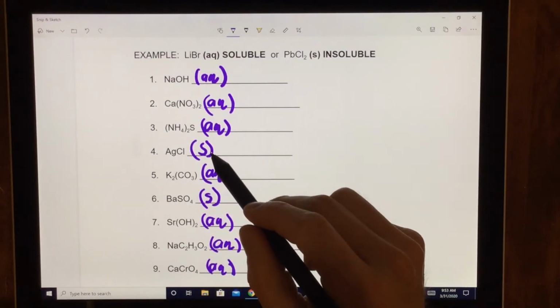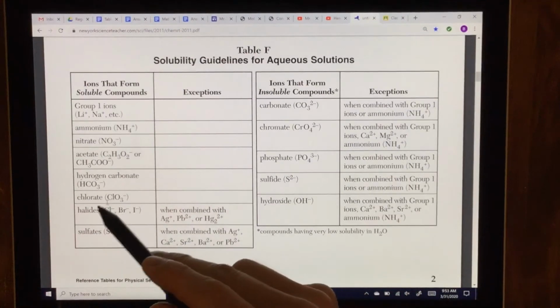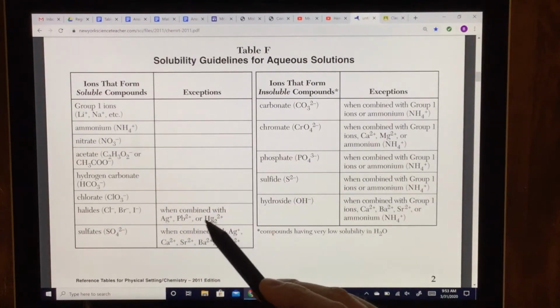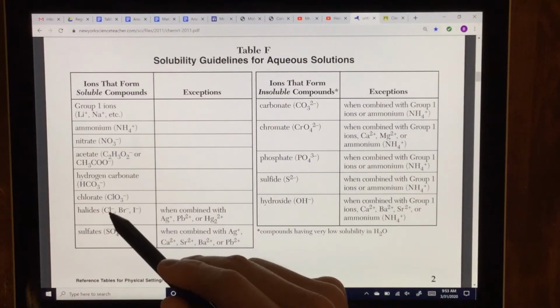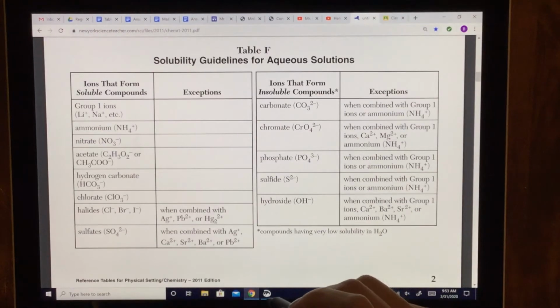AgCl is a solid, insoluble because of the exception. Cl minus is soluble, except with one of these, Ag is one of them. So AgCl is actually the exception, which is insoluble, which is why we label it solid, S.